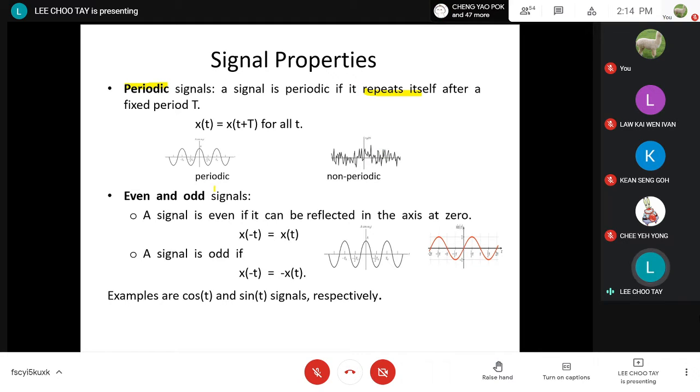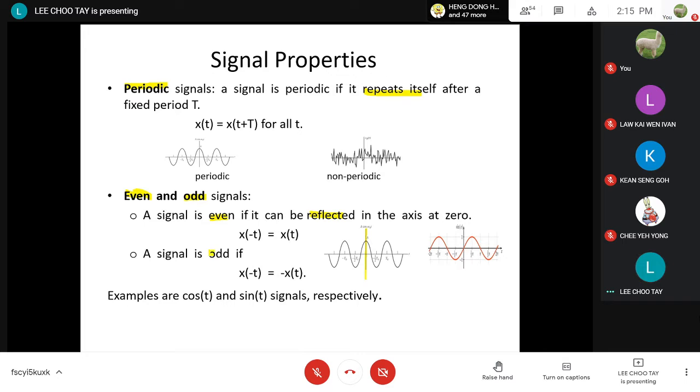Then another way to describe the property of a signal is to say whether it's even or odd. In signal processing, even and odd signals are quite important actually. So how do we know whether a signal is even or odd? By definition, a signal is even if it can be reflected in the axis at 0. Meaning, along the vertical axis here, if this signal is symmetrical on both sides, then this is an even signal.